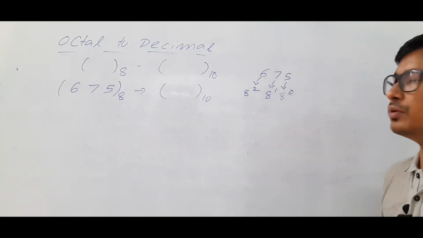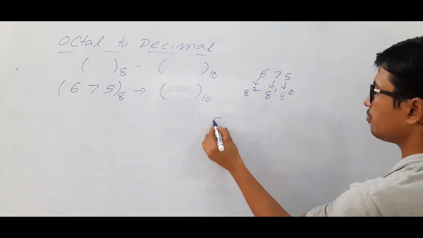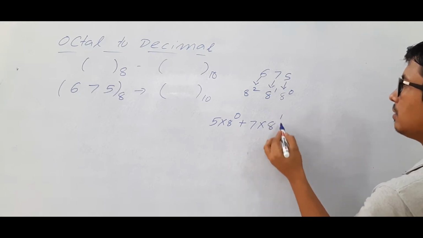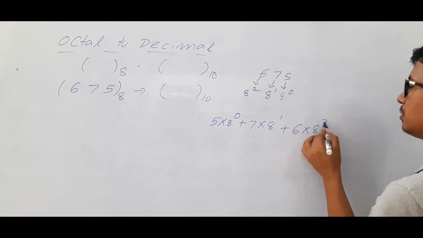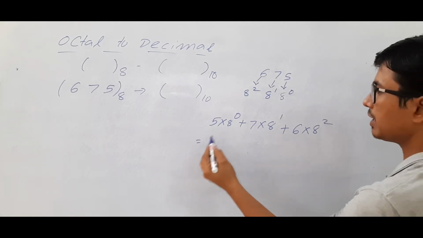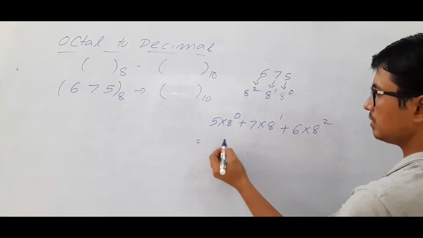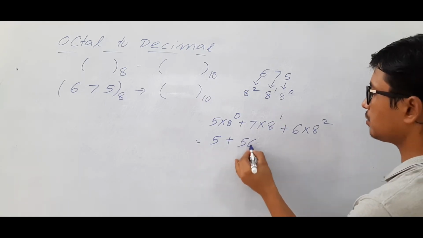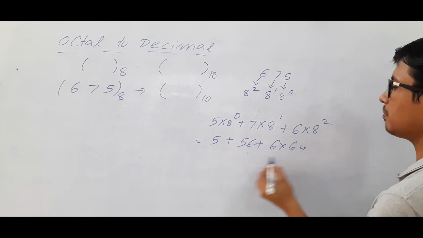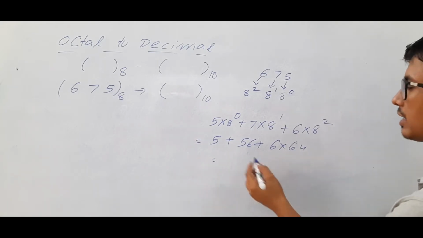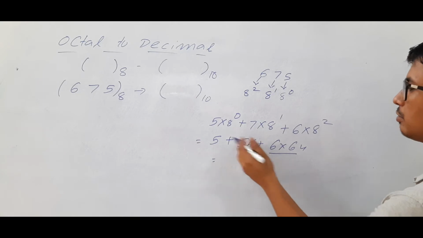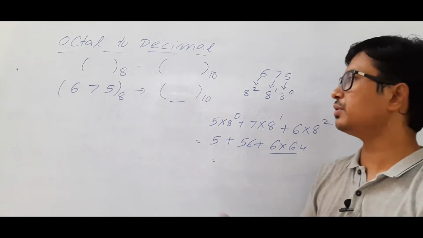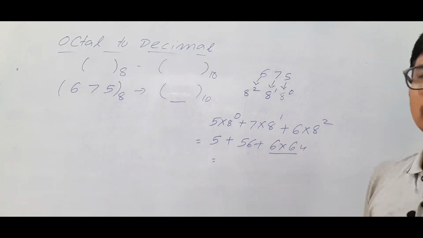8 power 2. So you have to do it as 5 into 8 power 0 plus 7 into 8 power 1 plus 6 into 8 power 2. So you multiply: 5 into 8 power 0 is 5, plus 7 into 8 power 1 is 56, and you do 6 into 64, you multiply and you will get the number. Whatever numbers you got, you perform the addition and place it here. So this is the way you have to convert an octal number to a decimal number.